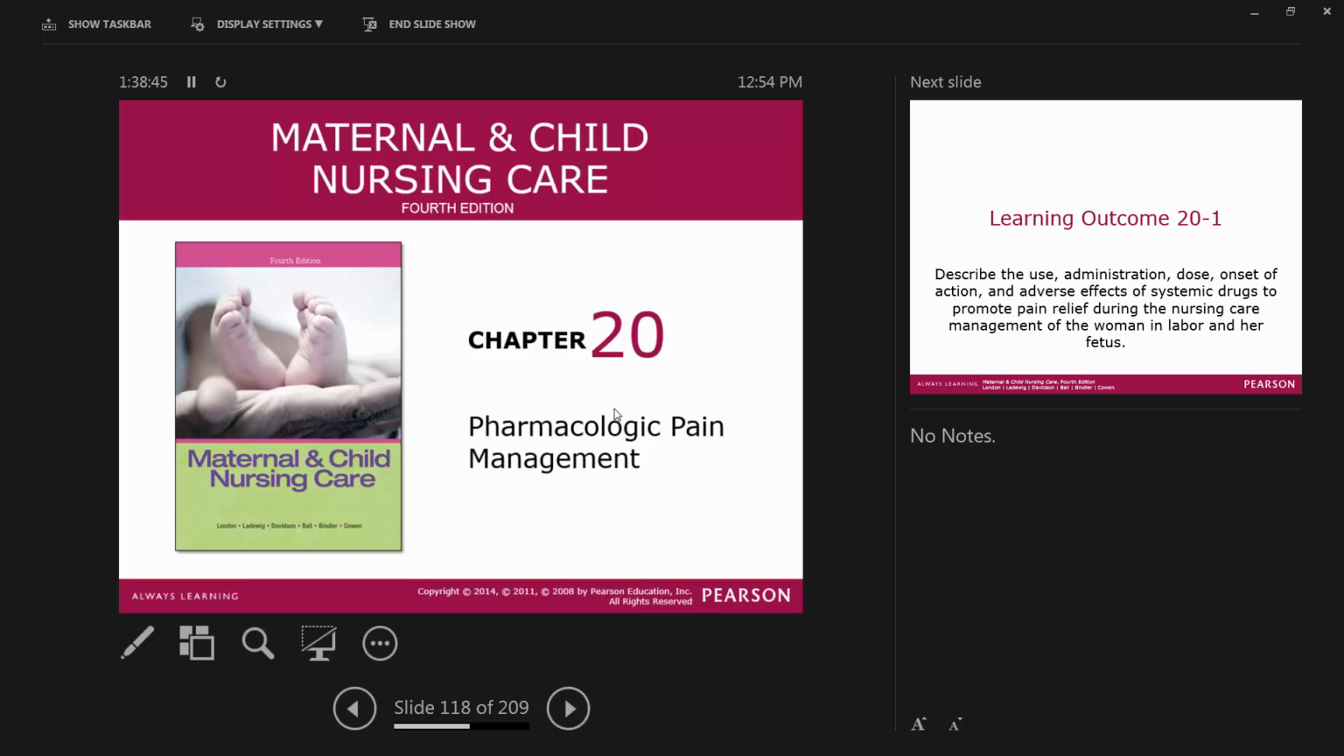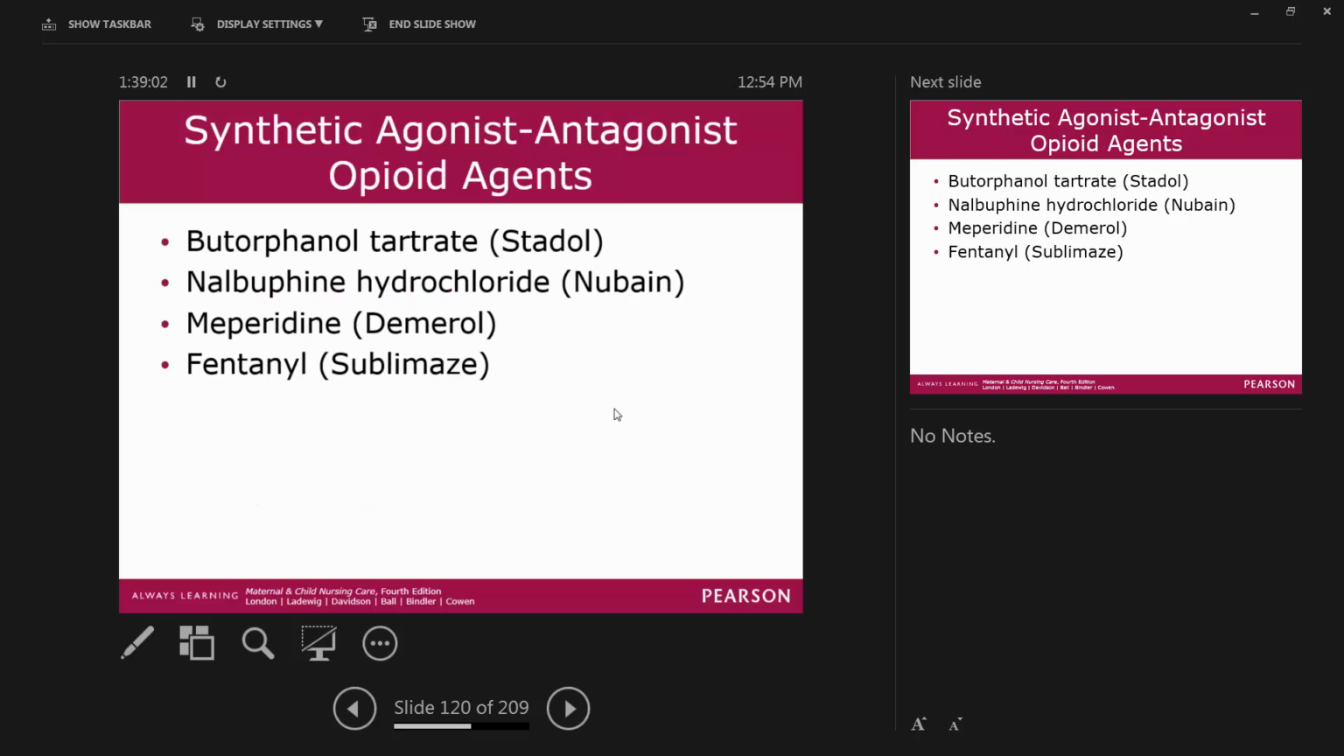Okay? So I put the slides in for pharmacological management. Not that I'm going to test you on any of these. I just want you to be aware because you will be educating your patient. Okay? Because she'll say, what are my options when I go into labor? And you will tell her what her options are.